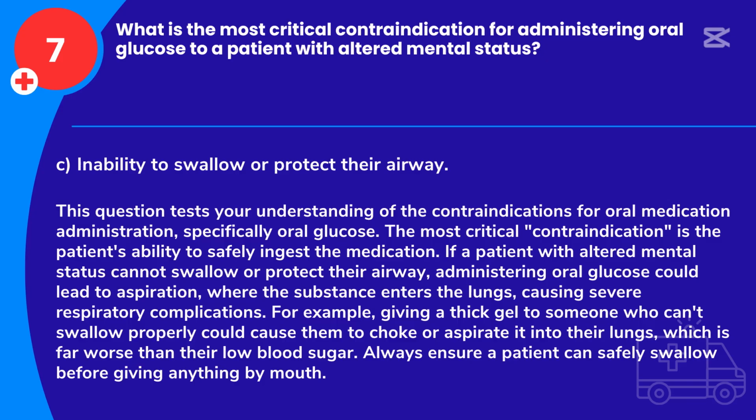For example, giving a thick gel to someone who can't swallow properly could cause them to choke or aspirate it into their lungs, which is far worse than their low blood sugar. Always ensure a patient can safely swallow before giving anything by mouth.